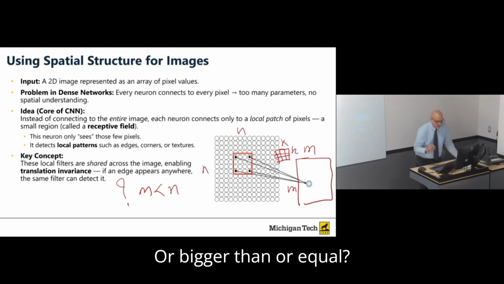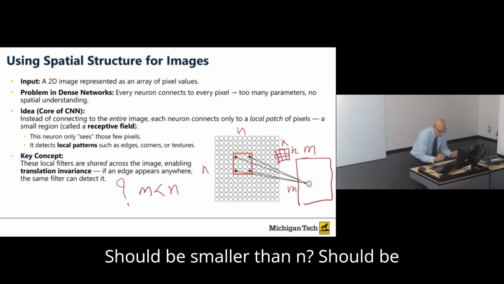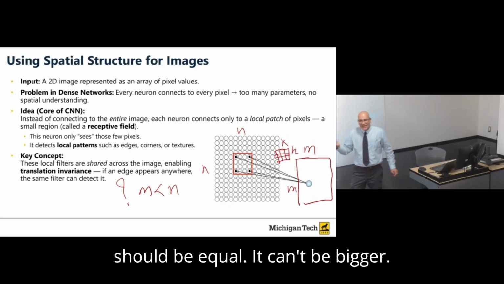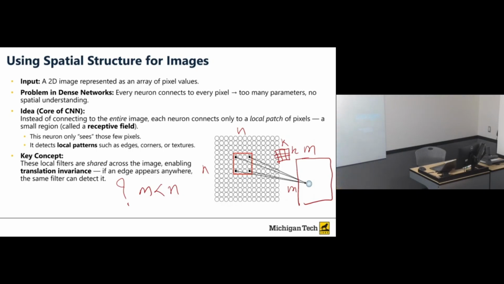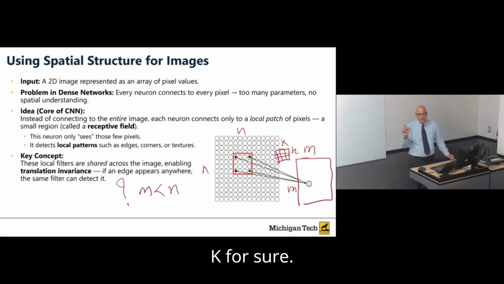Or bigger than or equal? Should be smaller than n. Should be smaller? Should be bigger? Should be equal? It can't be bigger. It depends. So it depends on the size of k for sure.